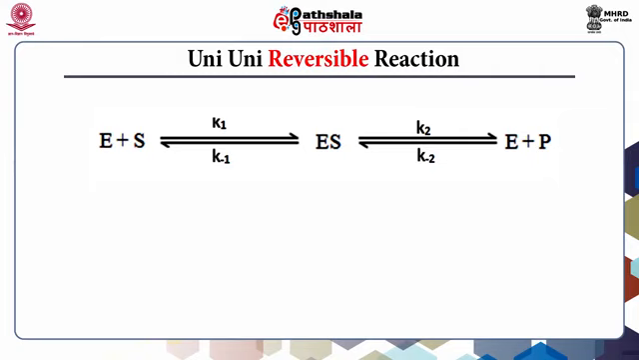The K1 shown here is the rate constant in the first reaction for the formation of the enzyme substrate complex, that is the ES complex, from enzyme E and substrate S. The K2 is the rate constant for the second reaction for the formation of the product from the enzyme substrate complex. K minus 2 is the rate constant for the third reaction which occurs in the backward direction, that is binding of the product with the enzyme to form the enzyme substrate complex ES, and K minus 1 is the rate constant in the fourth reaction, that is dissociation of the enzyme substrate complex ES to form free enzyme and substrate.